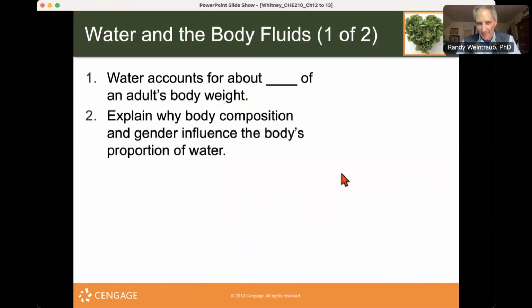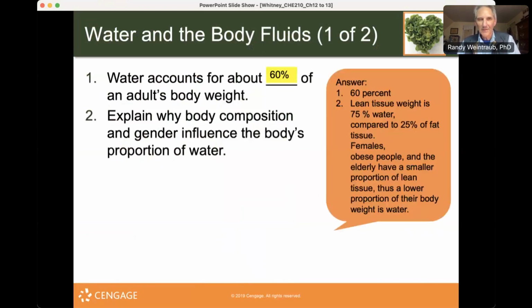Water and body fluids make up what percent, on average, of the adult body? That's pretty high. It's an average of 60%. It varies among people, depending on what percent lean tissue we are. Lean tissue is 75%, compared to 25% fat. So, of course, we vary quite a bit by our sex, our body composition, our age, etc.